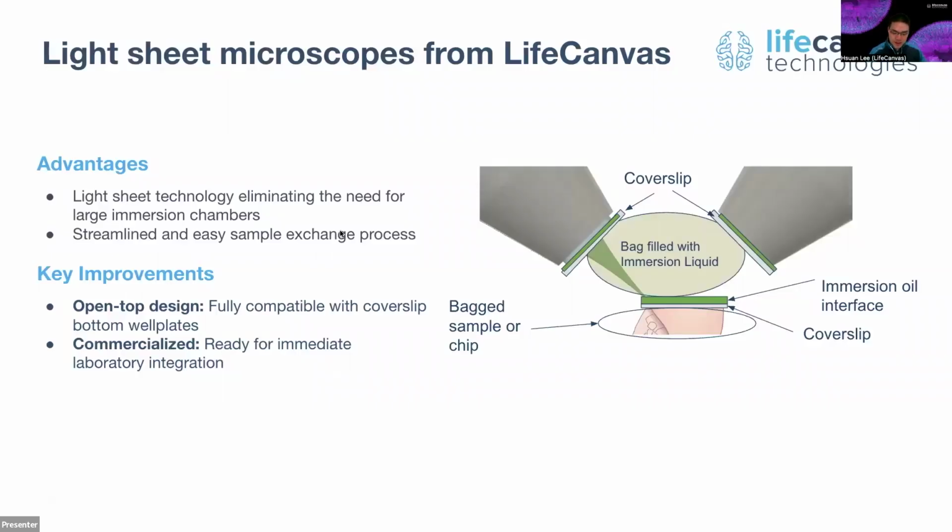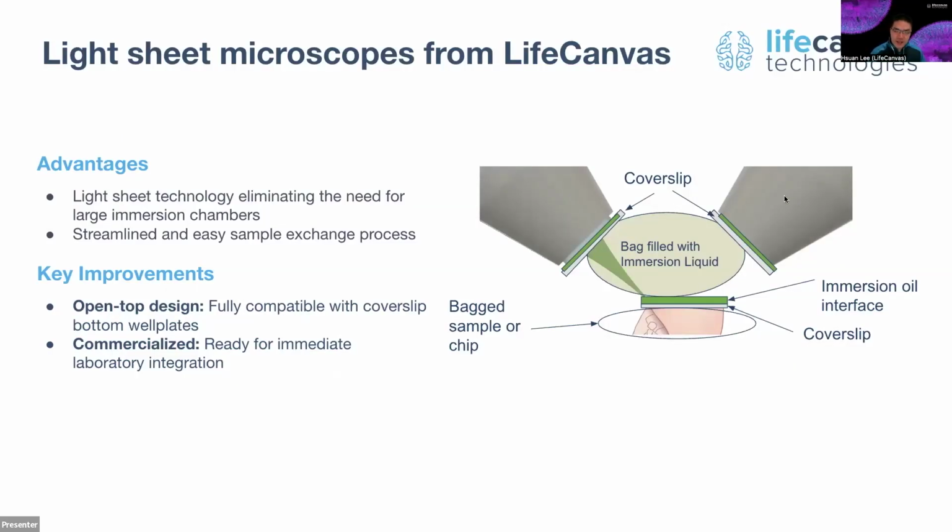So even though the setup is not optimized, there are several advantages already. Because for this SPIM, or eventually the DALI SPIM, the light sheet technology eliminates the need for a large immersion chamber, a large immersion pool. Secondly, the sample is packed and also separated from the immersion in the light path. And also it will be a lot easier to streamline the process for the sample exchange.